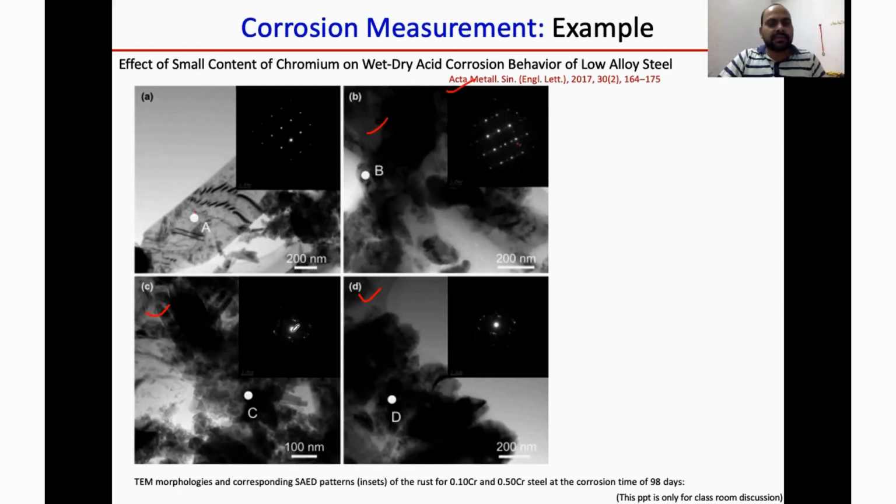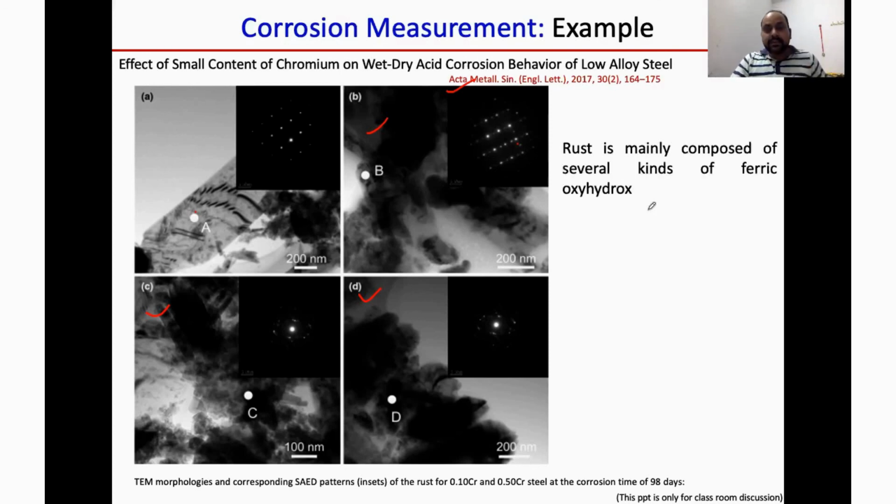In the case of C, the pattern is not even defined. Something rough and random, so it is almost polycrystalline or kind of amorphous, not even polycrystalline. Similar in D also. So what we can conclude from this is that the rust is almost polycrystalline or amorphous in nature. It is not in the proper crystalline format of a single crystal.